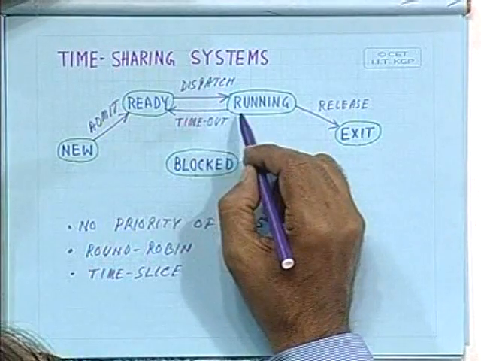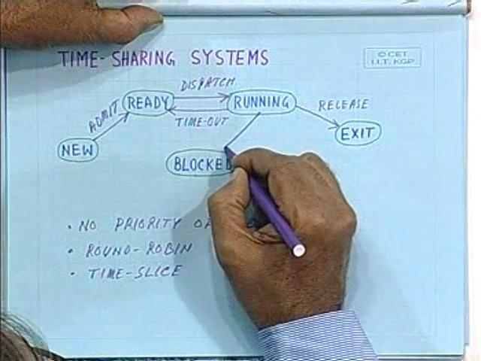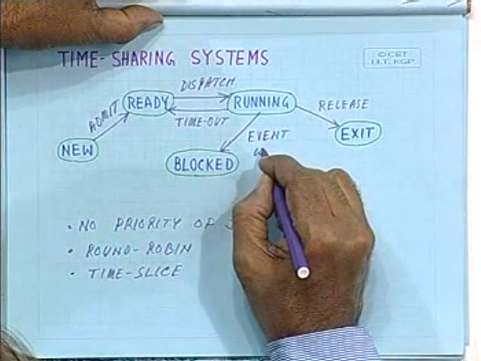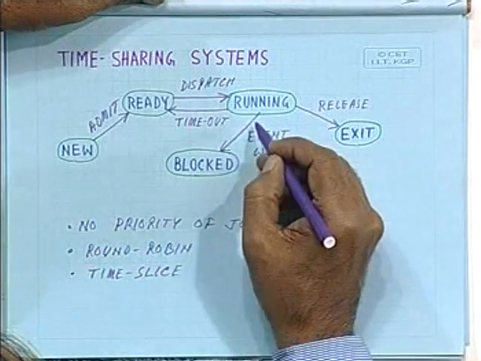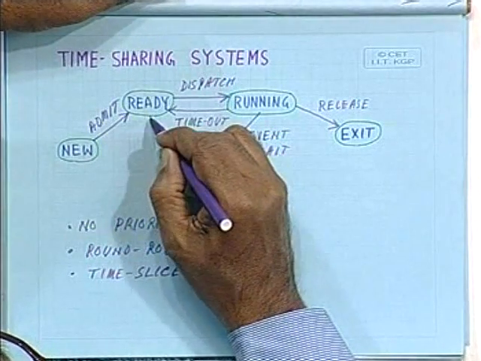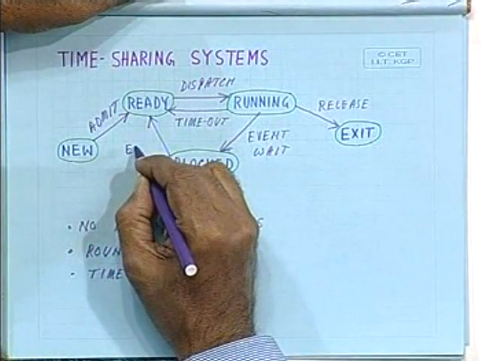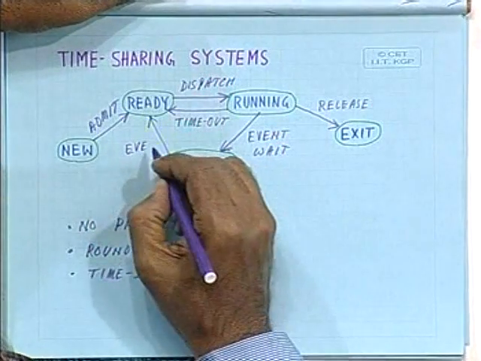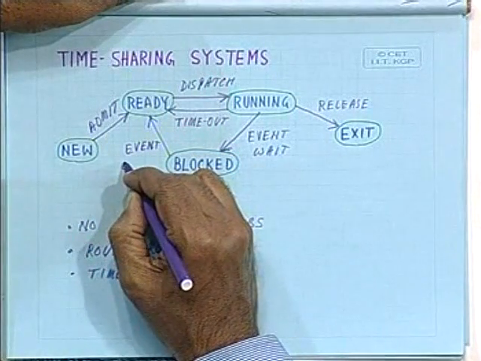Now, when a particular job is running, it may happen that it requires some I/O processing. Whenever it wants to do some I/O processing, obviously it cannot keep the CPU busy. So it comes to block state, and we can say an event wait has occurred. That means it has to wait for that I/O processing to be over, and after the I/O processing is over, again it goes back to the ready state. So you can say event has occurred. That means I/O processing, data transfer between the memory and I/O, has taken place.